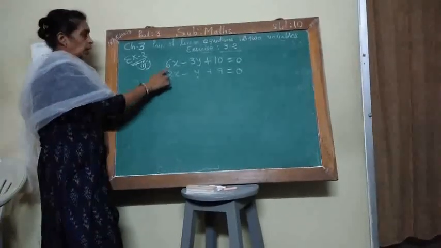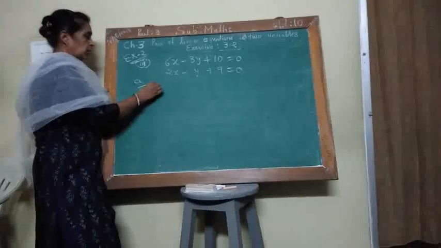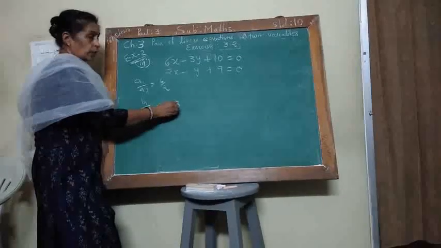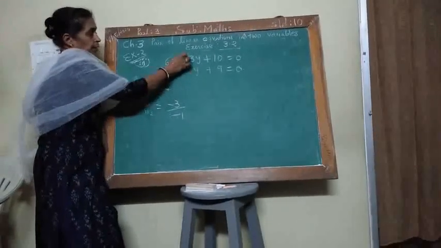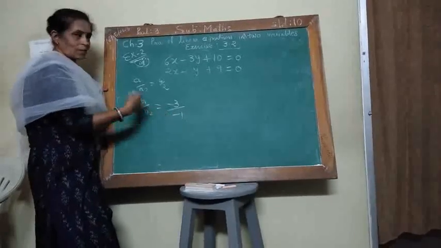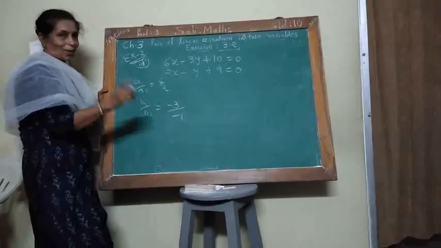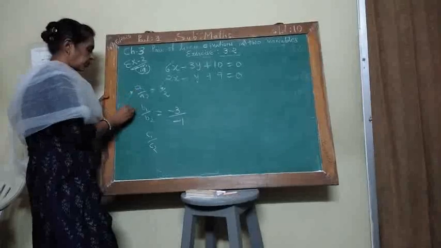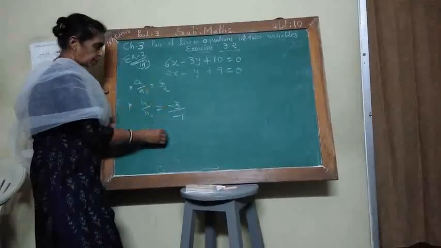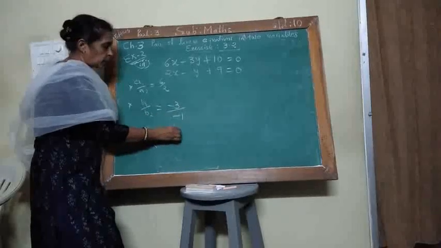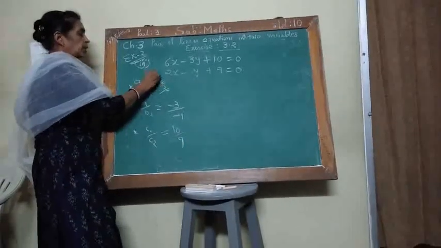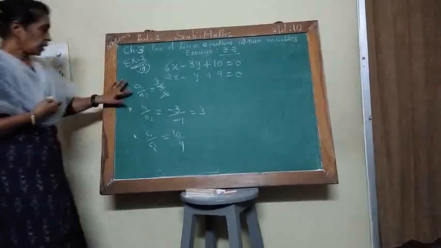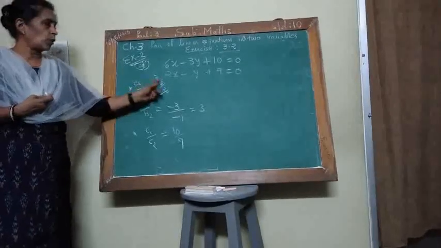So here a1 upon a2 is 6 upon 2, b1 upon b2 is minus 3 upon minus 1. Don't put the variable here. Some students by mistake put the variable also. You only have to write the coefficients. Then c1 upon c2 is 10 upon 9. Simplifying, 2 threes are 6, and minus minus is plus, so you get 3. So a1 upon a2 and b1 upon b2 are both the same.